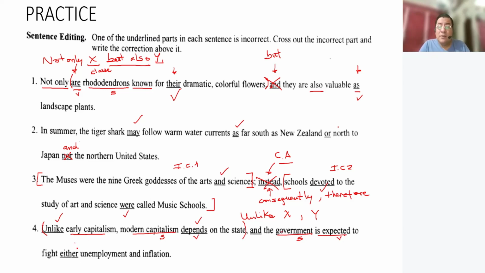We cannot say either X and Y. We only say either X or Y. The correct structure is this. So since we don't find an underlying or here, we deduce that this is incorrect. It should be both instead, because there is another paired structure, both X and Y, which we use to put together two items or concepts. The government is expected to fight both unemployment and inflation.